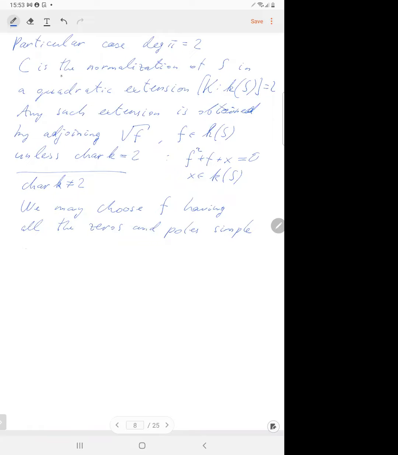Okay, so the divisor of f will be S1 plus so on plus Sn minus S prime 1 minus so on minus S prime n, and these are all distinct. The numerator and denominator must have the same number of summands. The degree of a principal divisor must be 0, right? Yes, thanks.